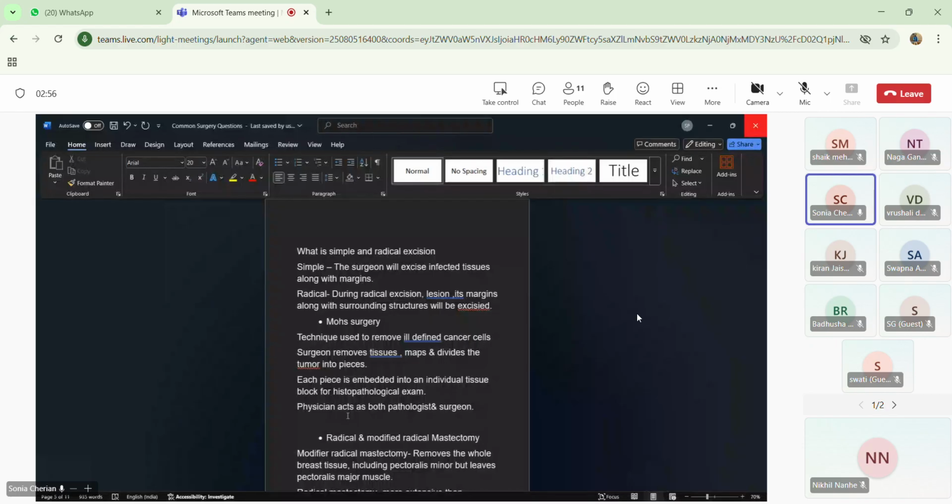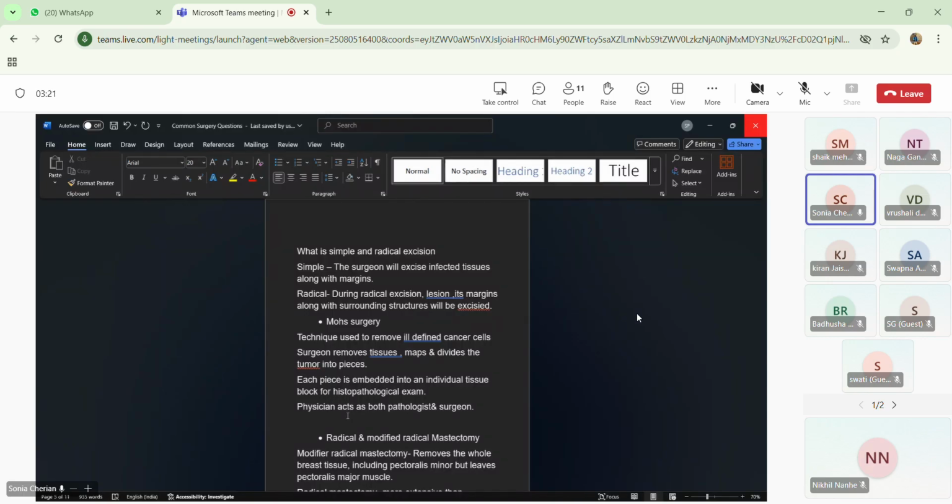Then they will ask you what is Mohs surgery. Mohs surgery is a technique used to remove ill-defined cancer cells. It is one kind of procedure to remove cancer cells completely. The other point you need to add is that the physician who does this acts as both pathologist and surgeon.